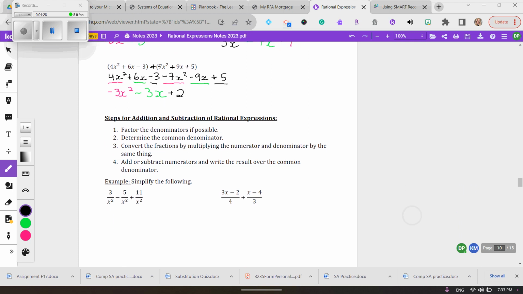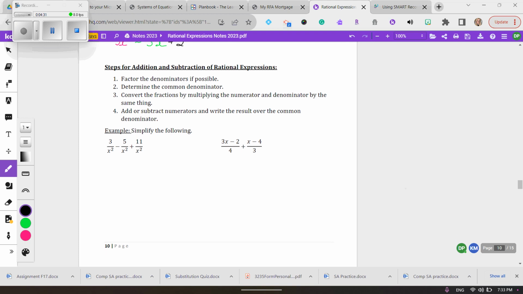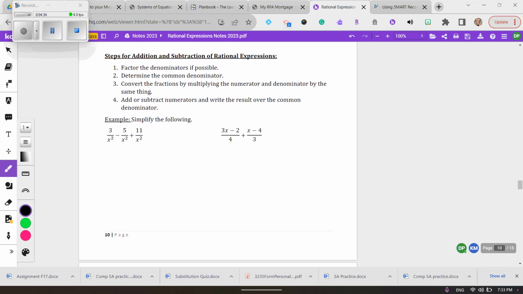So here are the steps for adding and subtracting rational expressions. First, we want to factor the denominators if possible. Some of them, especially if they have monomials on the bottom, can't be factored, so we can skip that step. You can see for the first example and the second example on this page that we're not going to be able to factor the denominators. Next, determine the common denominator. Then 3, convert the fractions by multiplying the numerator and the denominator by the same thing. And lastly, add or subtract the numerators and write the result over the common denominator.